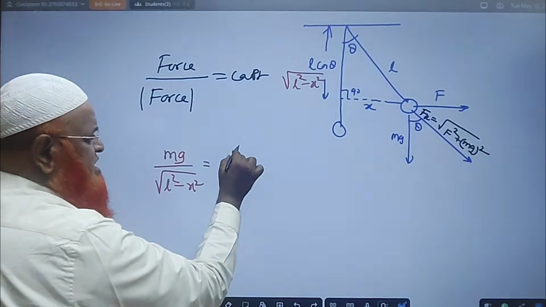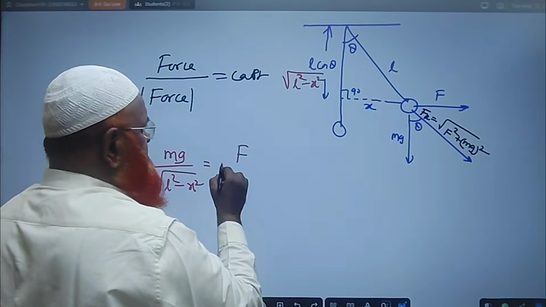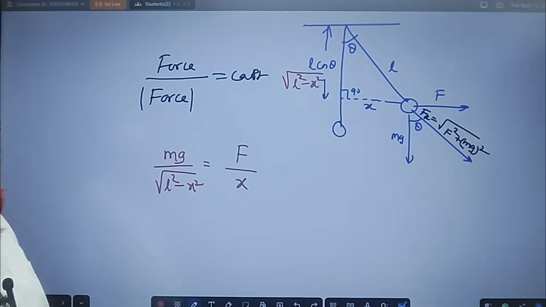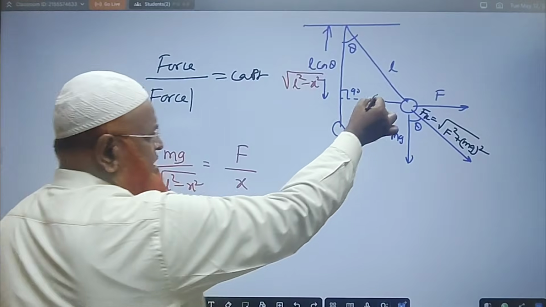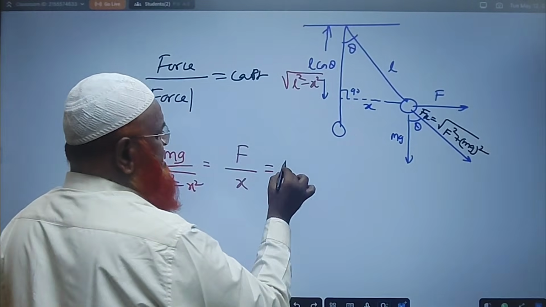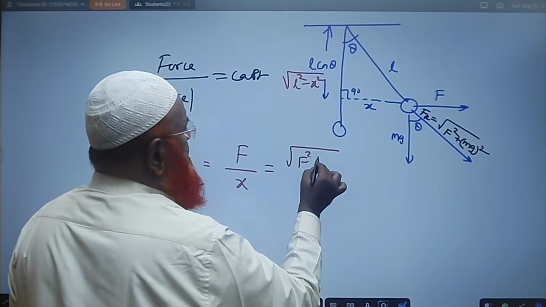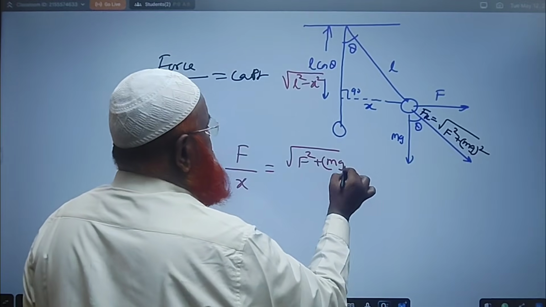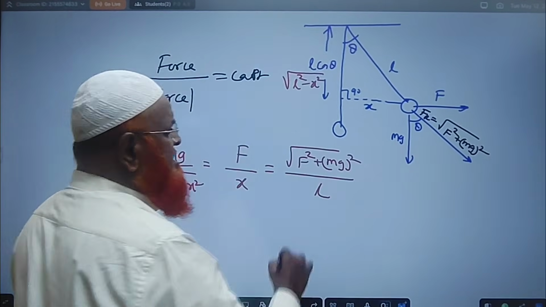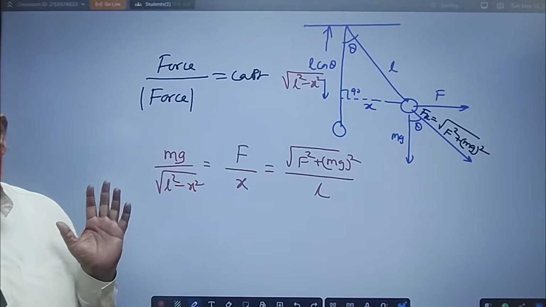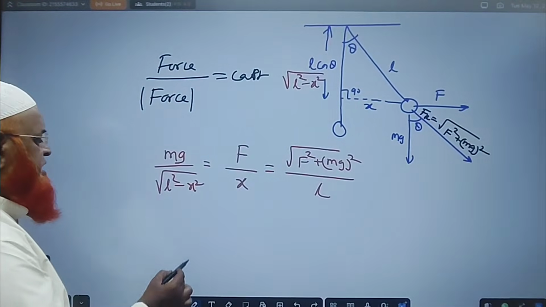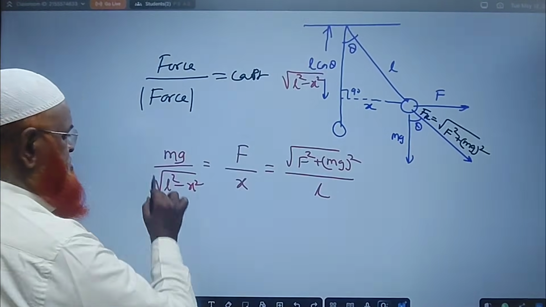Okay, and for the horizontal force, the directional force F, the magnitude is going to be x. Understand? Going to be x. Then in this direction the resultant force is acting. What is the resultant force? Square root of F square plus mg whole square, and the magnitude in that direction is going to be the length of the pendulum. Okay, so from this identity you can find unknown things.